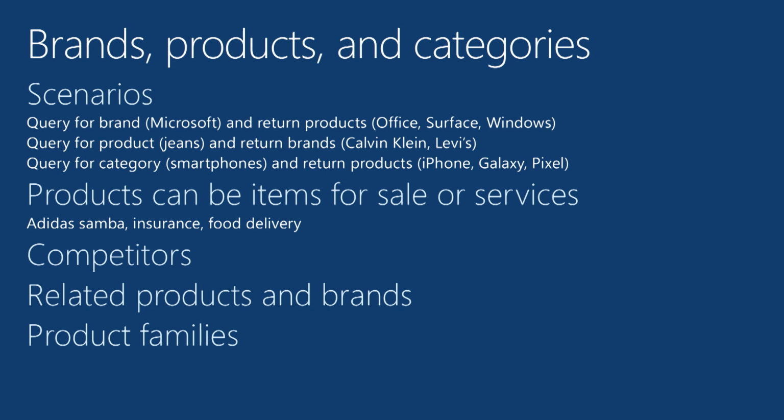This is interesting because a product can be an item for sale or a service. It could be Adidas Samba, or it could be an insurance policy, or it could be food delivery. If you do this, you can detect competitors. The fact that Nike and Adidas both sell running shoes, then I can derive that Adidas and Nike are competitors. And in an e-commerce scenario, like for example serving ads, this is very, very important. So then I can detect related products, related brands, product families, and so forth.